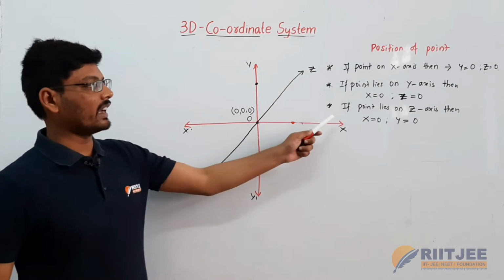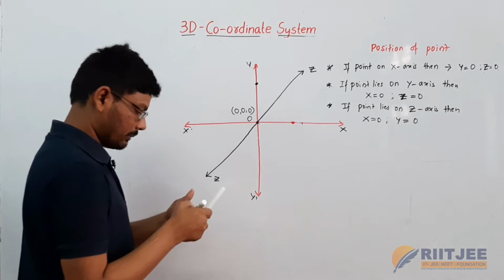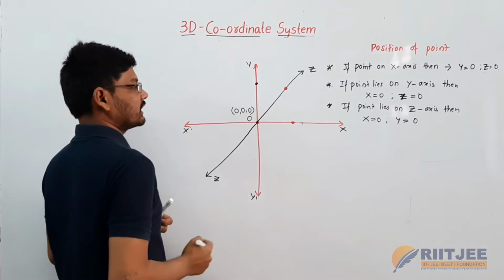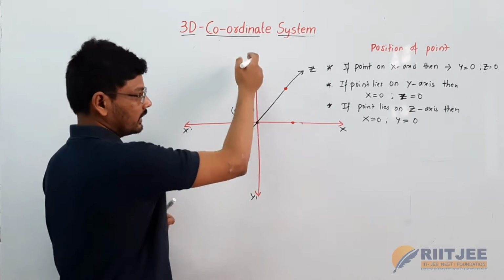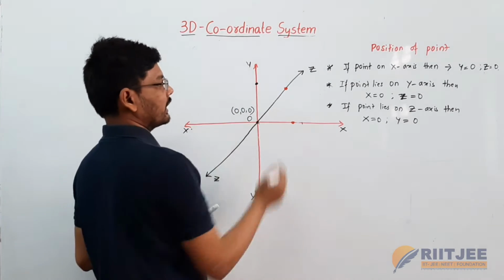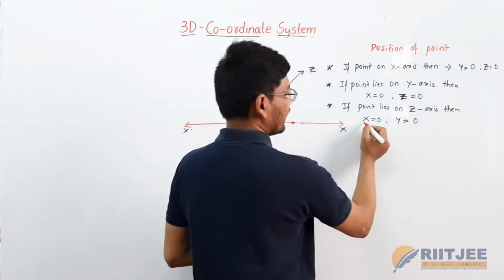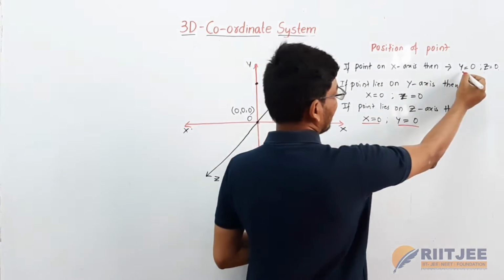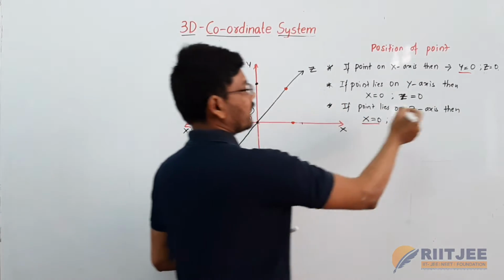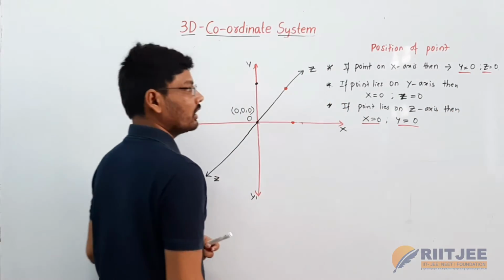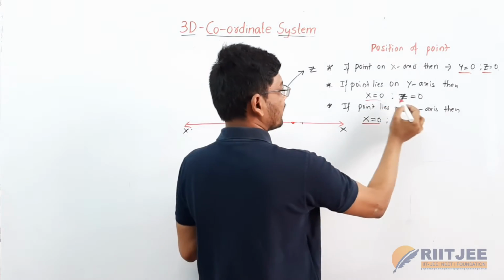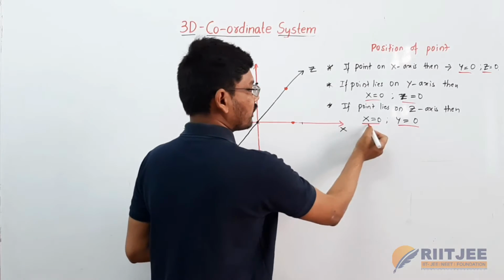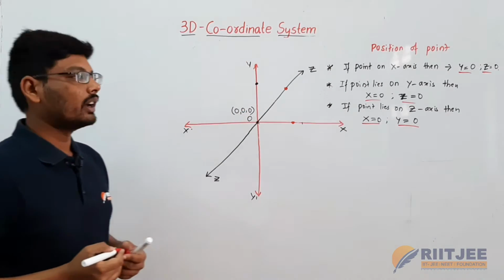If a point lies on the z-axis, that is nothing but a point anywhere on this line. If you take any point on this z-axis, then the x value and y value will become 0. If a point lies on the x-axis, anywhere on the line, then the y value and z value will become 0. If a point lies on the y-axis, then the x value and z value will become 0. And if a point lies on the z-axis, the x value and y value become 0 here.